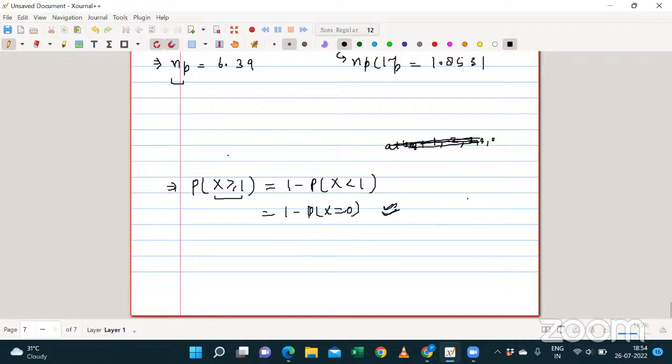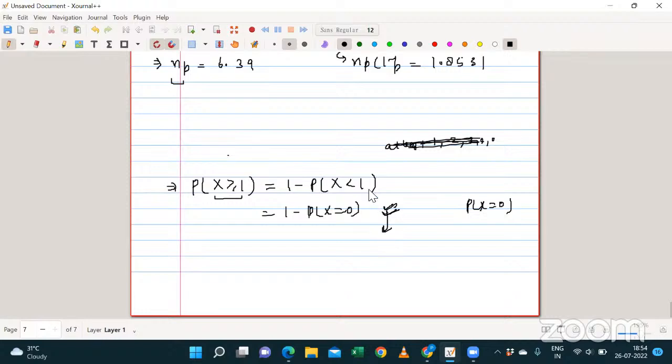Sorry, you have calculated probability x equal to 0. Okay. Yeah, that is he had no success, right? And then subtracted that value from 1 because the total probability has to be 1. Yeah, then you should get the correct answer.